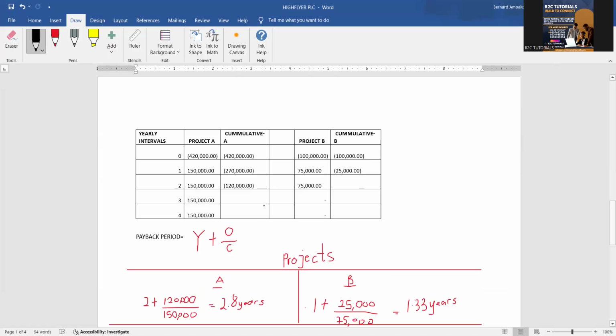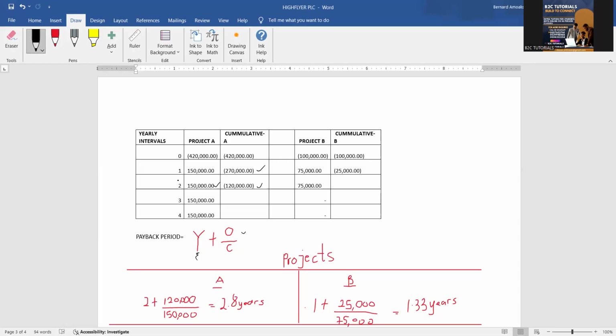Okay, so this is it. Project A, its cumulative. Project B, its cumulative. So if I invest 420 and in year 1, I am recouping 150,000 out of it, I'll be left with 270,000 to recoup. Then in year 2, if I'm recouping 150 out of the 270, I'll be left with 120 to recoup. But in year 3, we realize that my cash flow is more than how much I'm supposed to recoup. So the formula says the year before full recovery, the outstanding, which is the 120, divided by the cash flow for the year of full recovery, 150. So it's 2.8 when they are done.